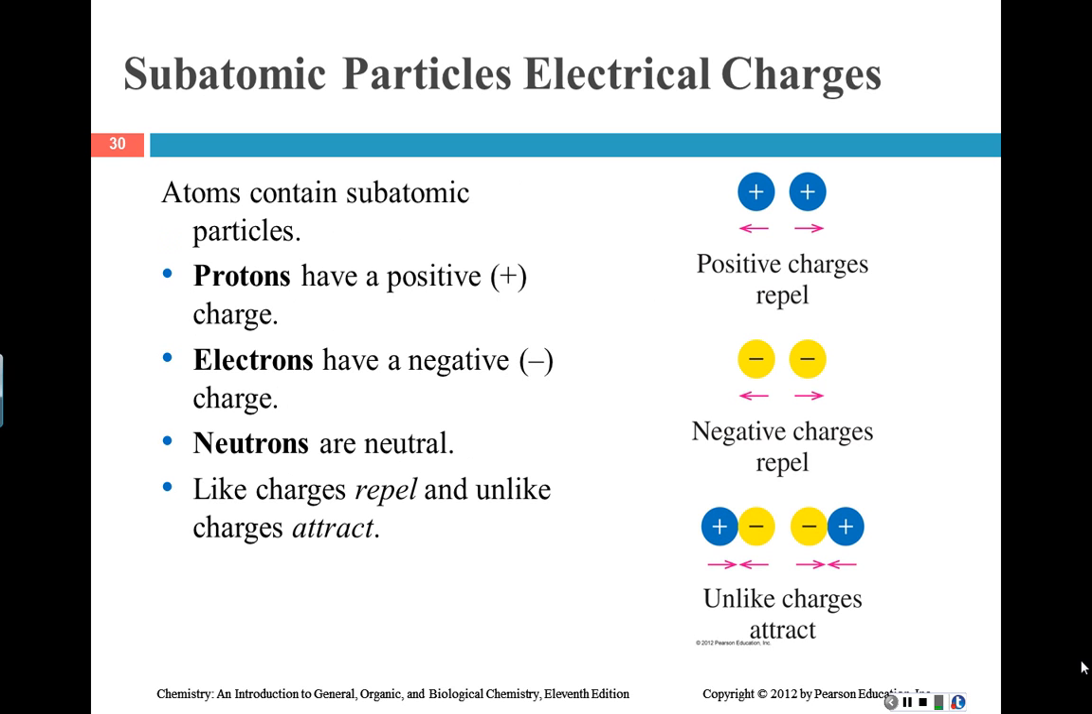So atoms contain subatomic particles. They're made up of protons that have a positive charge, so protons positive. They have electrons, which have a negative charge. They have neutrons, which are neutral, that is, they have no charge. And something to remember about this is that if the charges are the same, they tend to repel each other. If they are different, they tend to attract.